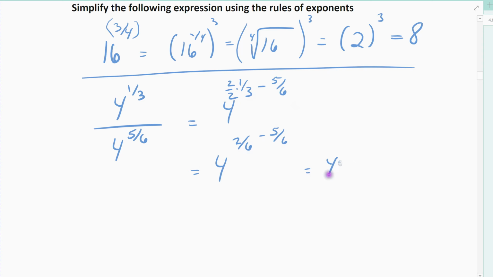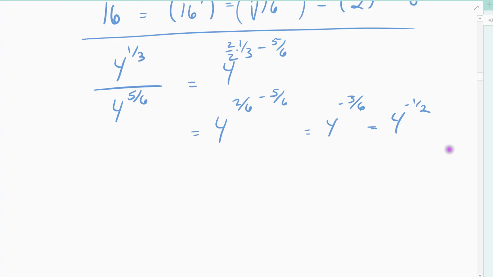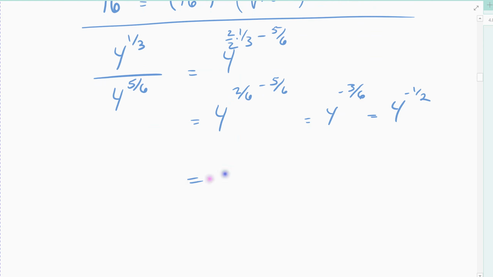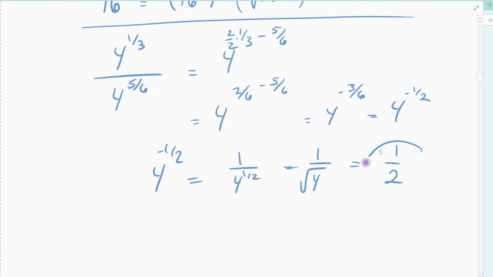And so that comes out to 4 raised to the negative 3/6, which is 4 to the negative 1/2. Like I said, you could have gotten there by using your calculator, but that's exactly how you do it if you didn't have a calculator. So remember, 4 raised to the negative 1/2 really means 1 over 4 raised to the 1/2, which is 1 over the square root of 4, and I know what the square root of 4 is. And so the answer after all of that is 1/2.